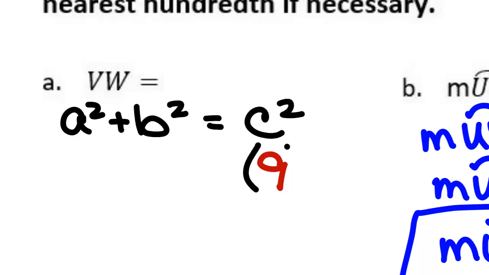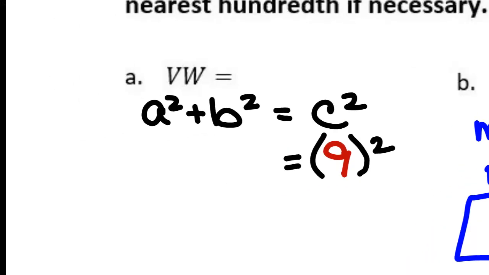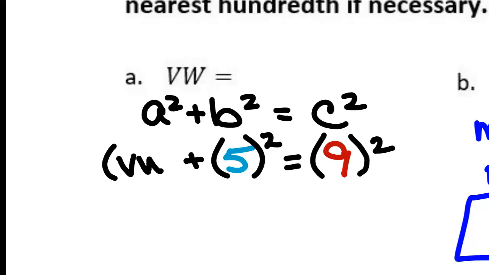I got both right answers. So I have 9 squared over there on a side by itself. So what goes in for A and for B? 5 goes in for one of them. I'm going to put it in for B. And X. Or we could give it the name VW. I'm fine if you call it X. I'm fine if you leave it as A. Or you can put in the name of the segment that we're looking for, which in this case is VW. And that's what I'm going to do on this one.